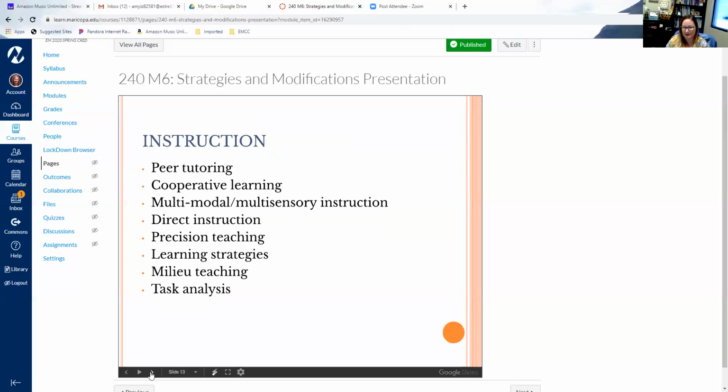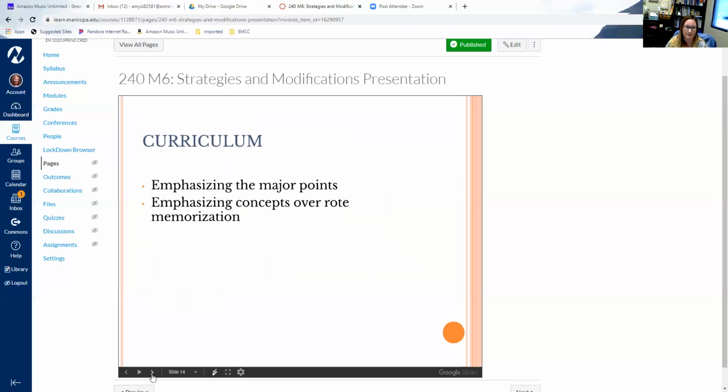The third area is instruction. So do we need to modify how they're being instructed in some way? Do we need to give them more direct instruction? Do we need to do different types of learning strategies, peer tutoring, some type of multisensory instruction? Do we need to break the task down and instruct in a different way? And these you'll get more information on within the module, but these are just kind of things to think about when it comes to that instruction piece.